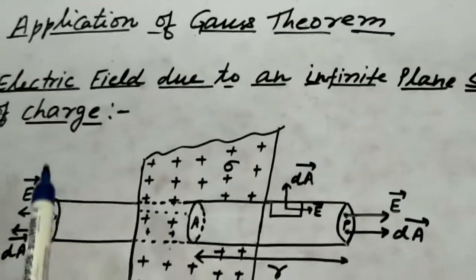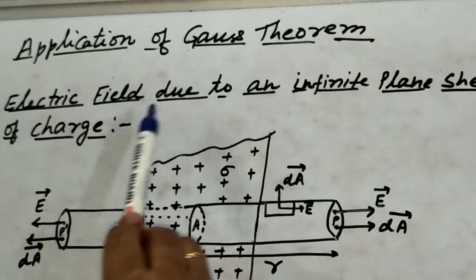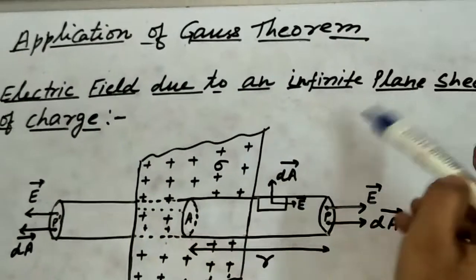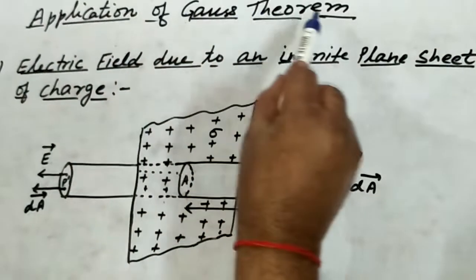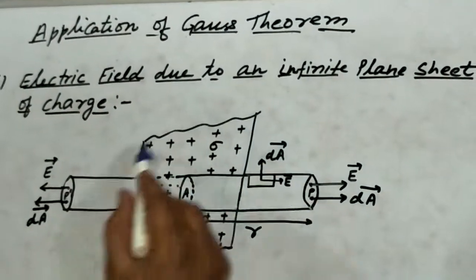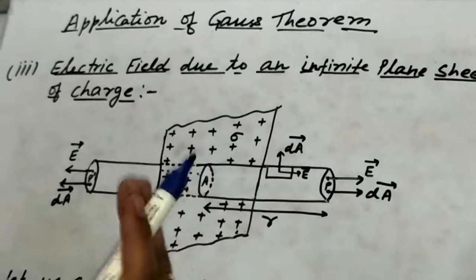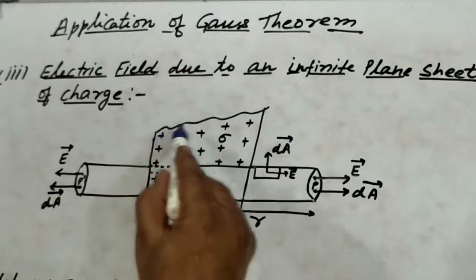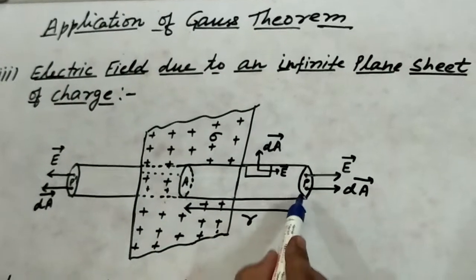Student, in this video, I am going to derive the expression for electric field due to an infinite plane sheet of charge, which is also an application of Gauss's theorem. It means here the charge is uniformly distributed on a thin sheet, and our aim is to find the electric field due to this plane sheet of charge at distance r from it.